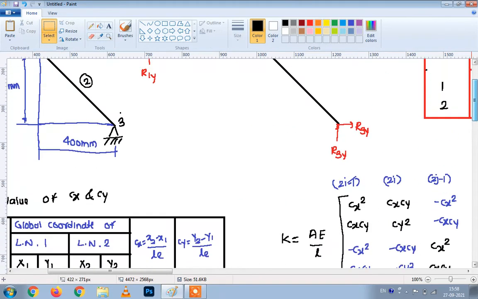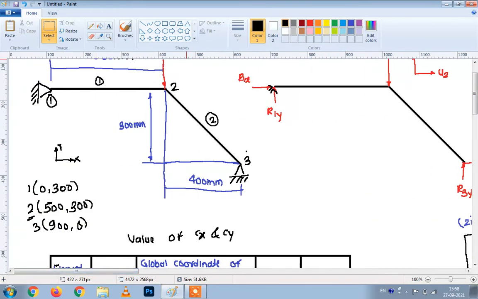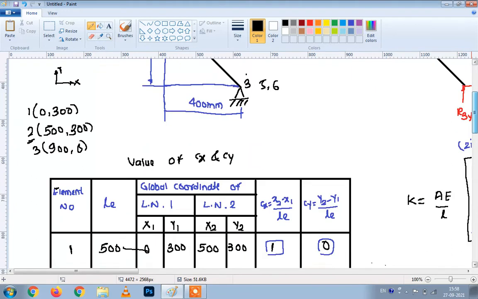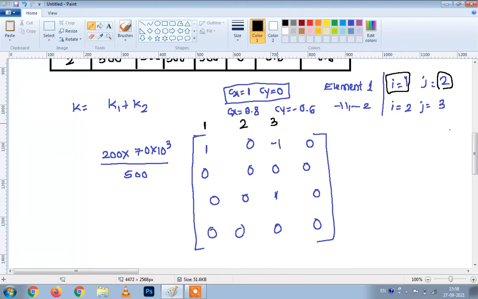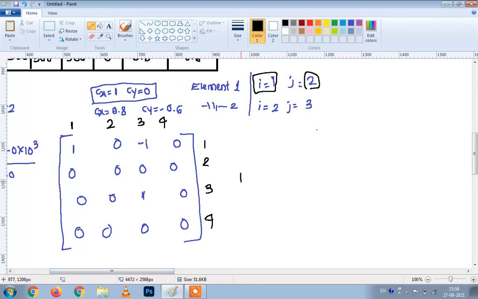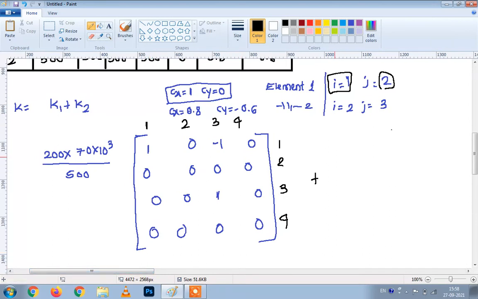Another way: the total degree of freedom is 6, so you can simply write the degrees of freedom here. At node 1 it is 1, 2, at node 2 it is 3, 4, and at node 3 it is 5, 6. As element number 1 is connected between nodes 1 and 2, simply 1, 2, 3, 4 will be the degrees of freedom for this particular matrix. Now we will add element number 2, and for this 200 into 70 into 10 raised to 3 divided by 500, as the length of the second element is also 500.